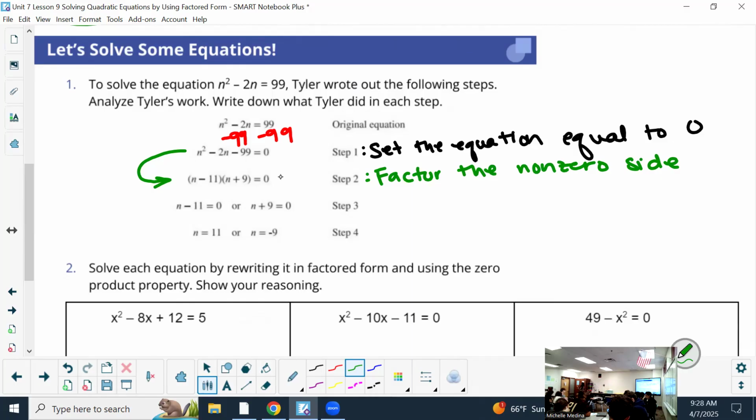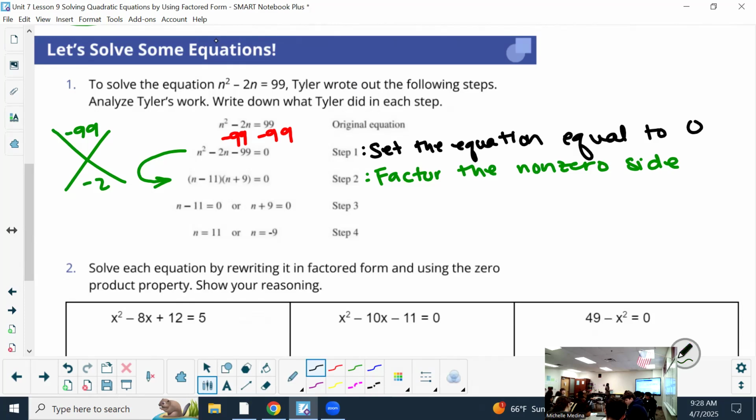And if you wrote the flow chart from the warm-up, you check for a GCF. Then you see how many terms you have left. In this one, I have a trinomial. So I could factor it using that same method as before, the diamond method. And I would set it up where we're looking for two numbers that multiply to negative 99 and, at the same time, add to negative 2.